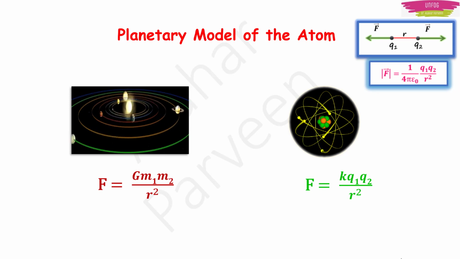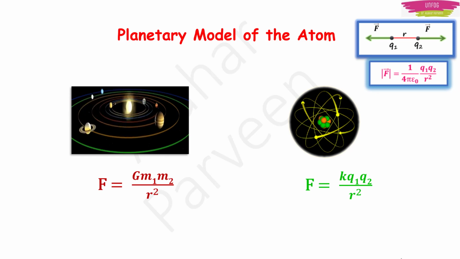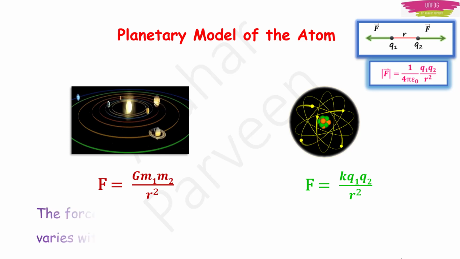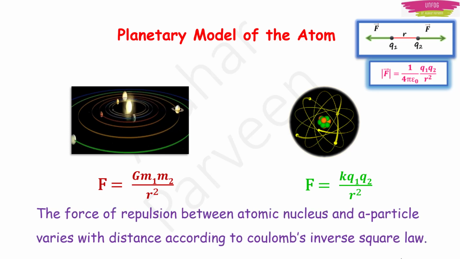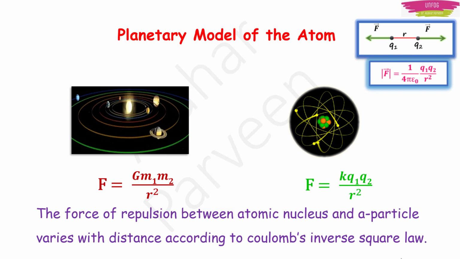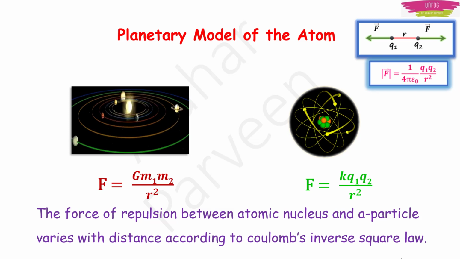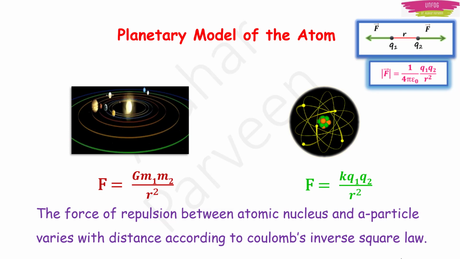So Bohr's model, or the planetary model, gave more clarity about the atom. Here he told that the force of repulsion between the atomic nucleus and the alpha particle varied with the distance according to Coulomb's inverse square law. This is the formula of the inverse square law: F is equal to K into Q1 Q2 upon r square.